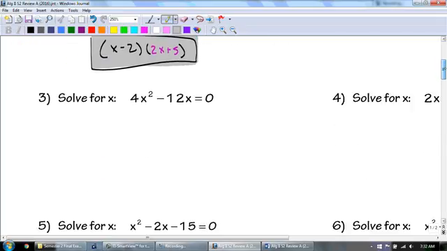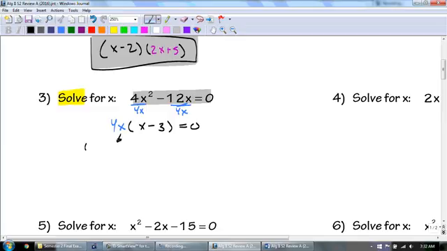Now, this one's a little bit different because of this word right in front, solve. I have to solve for x. So the first thing I always look for is, is there a GCF? And I can take out a 4 and I can take out an x. Now, my GCF comes out front and I'm left with x minus 3. Good. And don't forget that that equals 0.